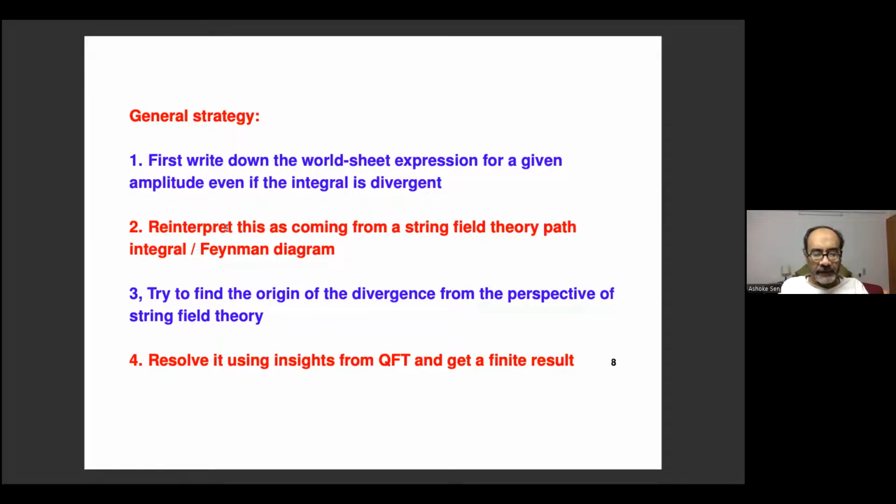Once you do that, you try to find the origin of the divergence from the perspective of string field theory. And once you understand why the divergence arises, then we can resolve it using insights from quantum field theory, because in quantum field theory, we know how to resolve divergences. In fact, the only kind of divergence that we, in principle, have difficulty with in quantum field theory are ultraviolet divergences. So, for example, if the quantum field theory is not renormalizable, you don't know what to do with ultraviolet divergences.